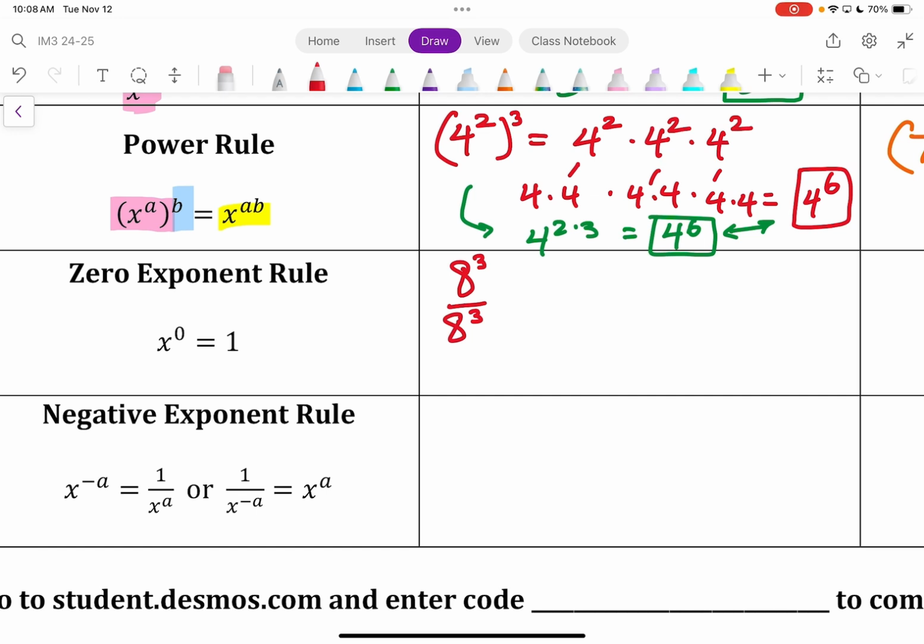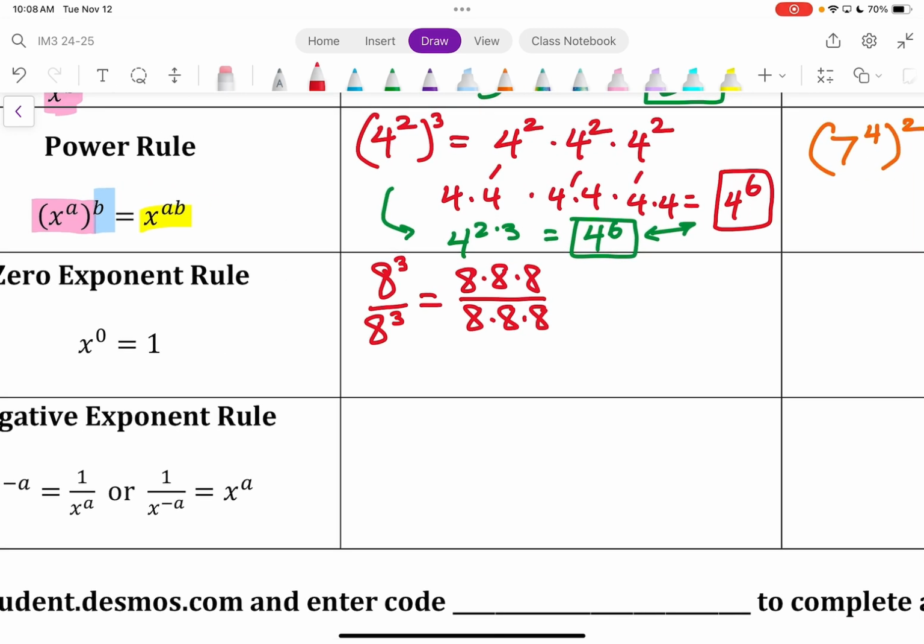Let me go ahead and expand this. 8 to the 3rd power is 8 times itself 3 times. So let's say I had that top and bottom. Now, don't forget, anytime you have the same number in the top and the bottom, it reduces to 1. So that's a 1, that's a 1, that's a 1. And in the end, I get a solution of 1.